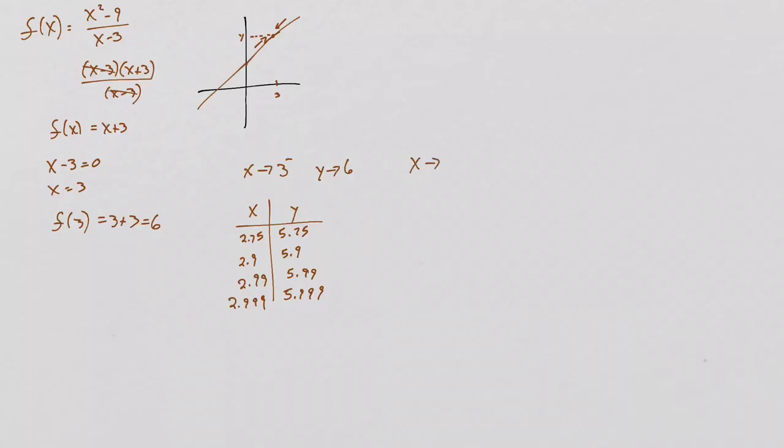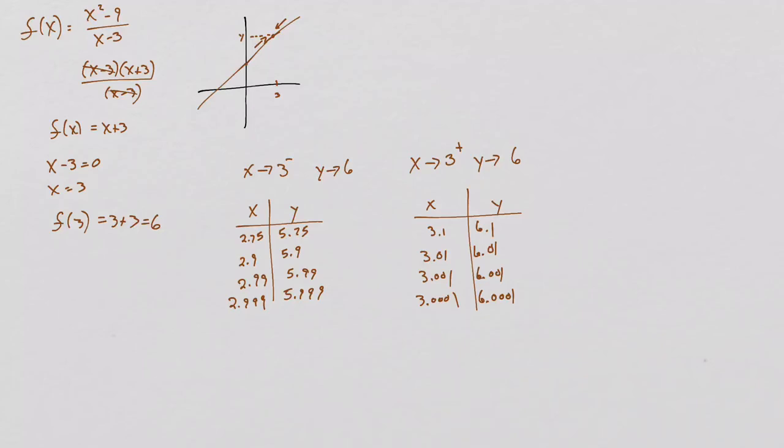Now, as x approaches 3 from the right, my y is going to approach, it should be 6 as well, just by looking at the graph. So when we do the chart, x, y, let's do 3.1, 3.01, 3.001, and 3.0001. I get really close to it. Well, I get 6.1, 6.01, 6.001, and 6.0001. You can see we're getting really close to 6, but we're not going to actually touch 6 because that's where the hole occurs.